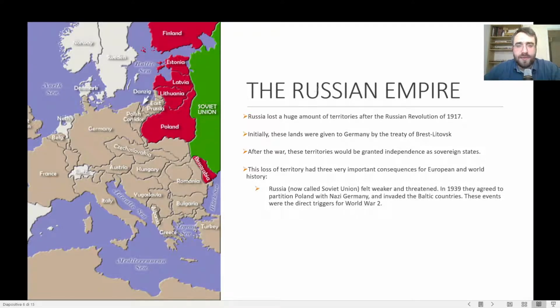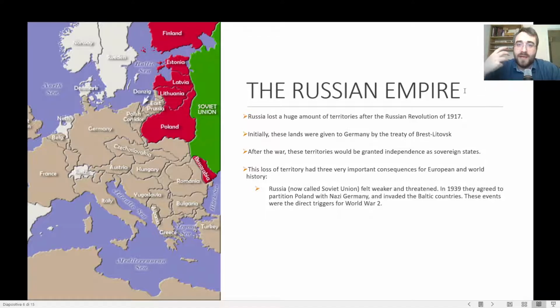Now, the loss of territory had very important consequences for European and world history. It's not just changes on the map, it's what do these changes on the map mean? So Russia, which was now called the Soviet Union, or it would be after 1923, I believe, felt weaker and threatened. It was a pariah in the international order.